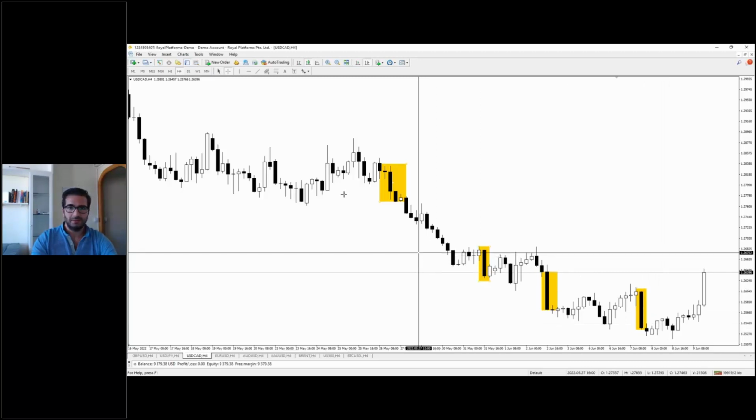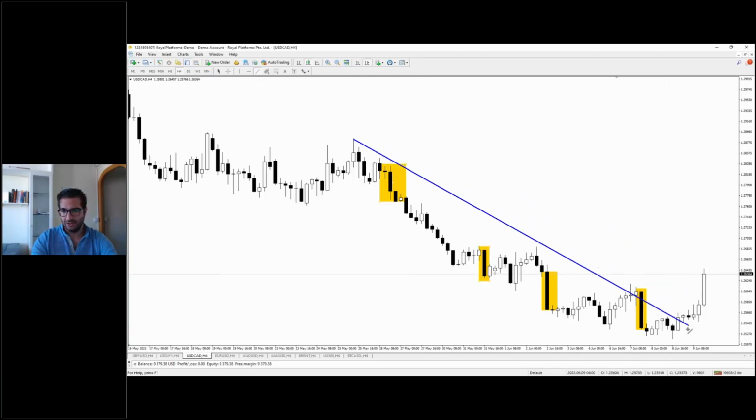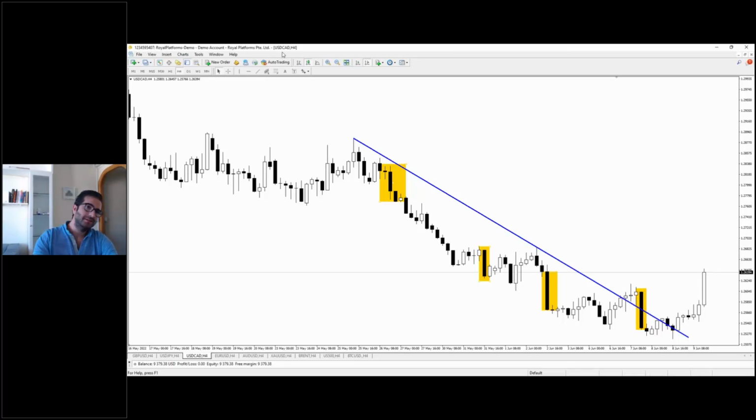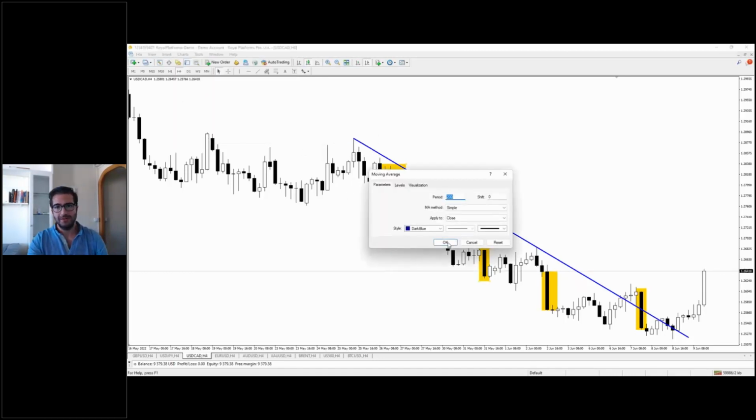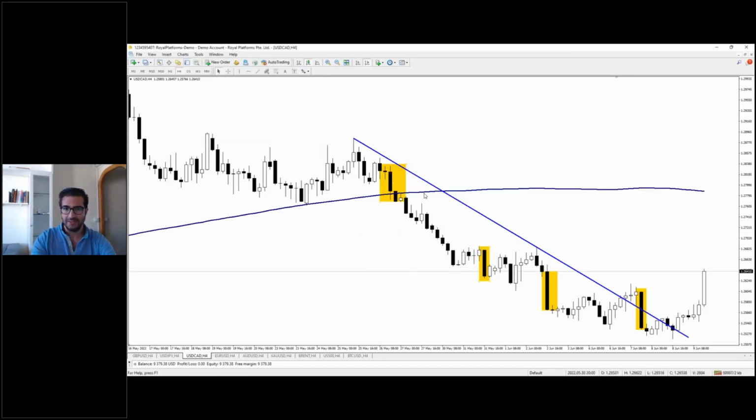Also, you can plot your trend line. I linked these two highs, 1, 2. Even though the market went a little bit outside, it then went back inside, below the trend line. If I plot the moving average here, you will see that the price will most probably be below it. So the 200 moving average is to the upside and the price is below it.